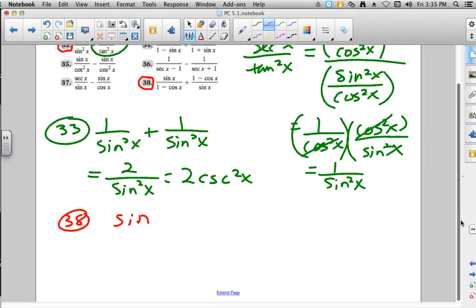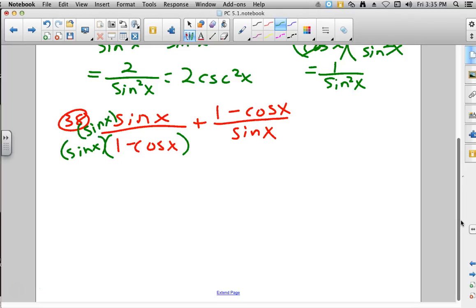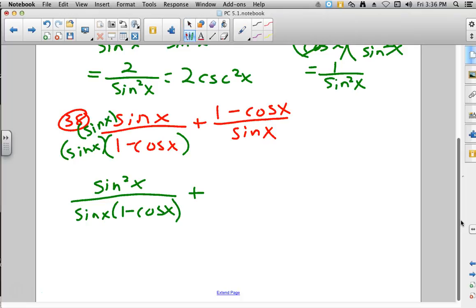So sine of x over 1 minus cosine of x plus 1 minus cosine of x all over sine of x. Well, it's a fraction. I mean, usually if we have something that's involving fractions, we're going to have to get a common denominator. So, unfortunate as it is, that means we're going to multiply the top and the bottom of the first fraction by the sine of x and get sine squared x over sine of x times 1 minus cosine of x. And I'm going to leave that in factored form in the hopes that something good will cancel out here.